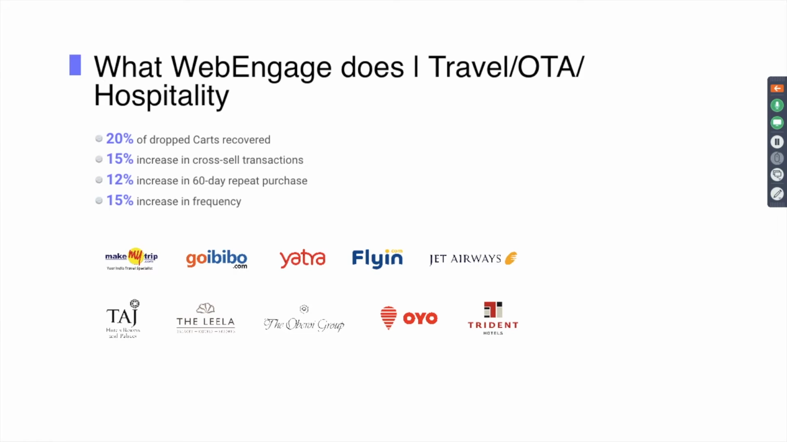The same thing that we have done for travel, OTA, hospitality. There are multiple metrics that you can see out here. For Go Ibibo, for flying, for Jet Airways, and for Taj also. Now, in fact, for Go Ibibo, just using personalization, using the API level data fetching from their systems and using it for their different set of metrics, has been able to increase their whole conversion rates by almost 22%.